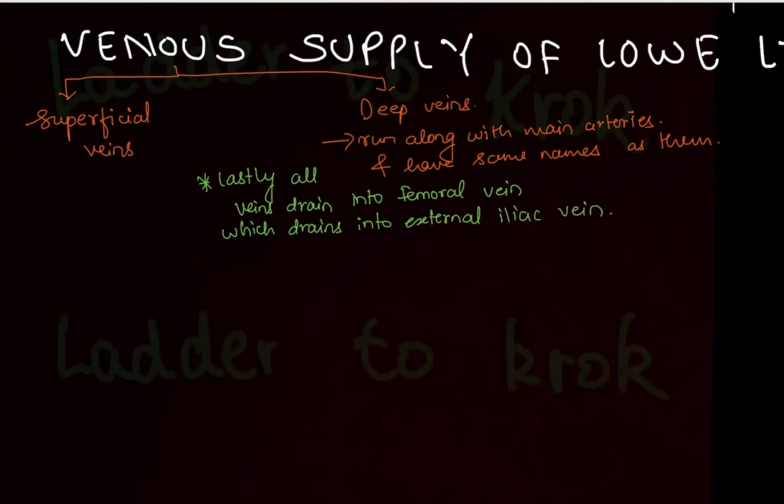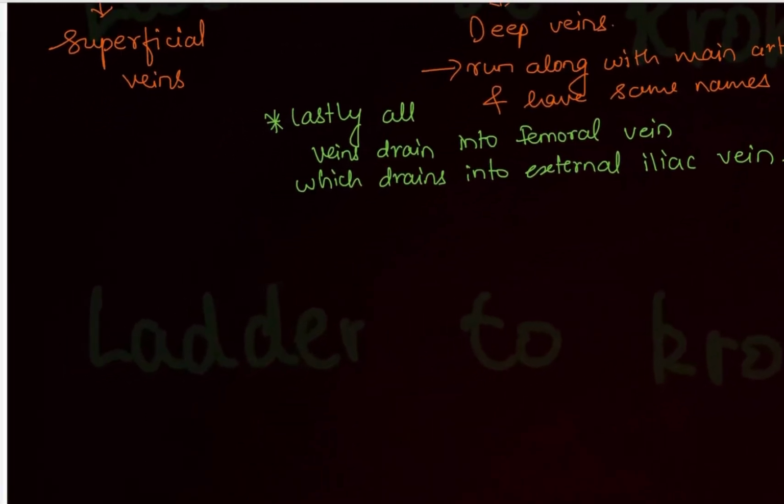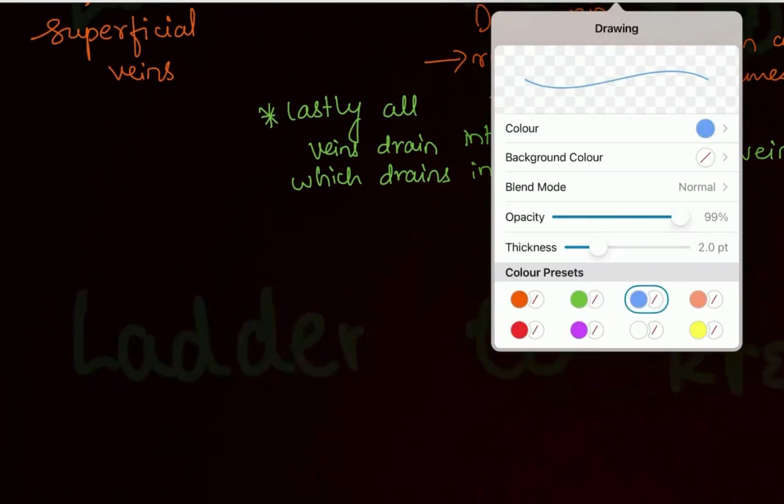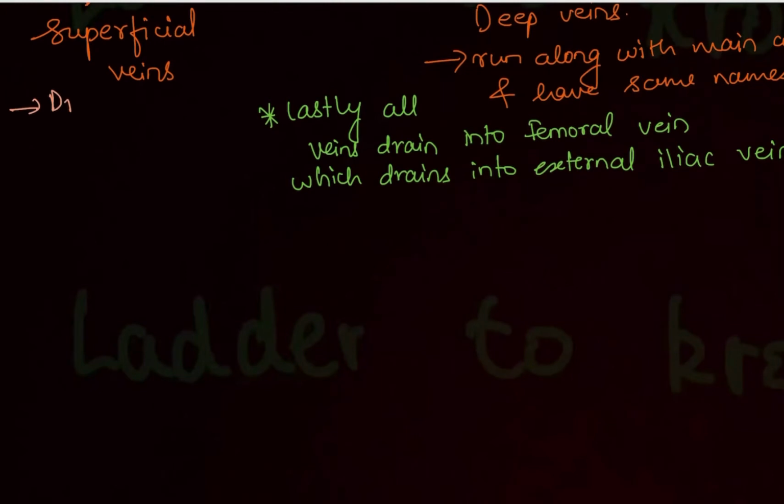Okay, so now let's start with the superficial veins. Okay, so superficial veins, write down one point, that they will be draining into deep veins. Write down, they drain into deep vein, because femoral vein is what? Femoral vein is a deep vein, because we have studied in the artery, right? Very main artery, femoral artery. So similarly for the deep vein we have femoral vein. So the superficial vein will be basically draining into this femoral vein, so draining into deep veins.